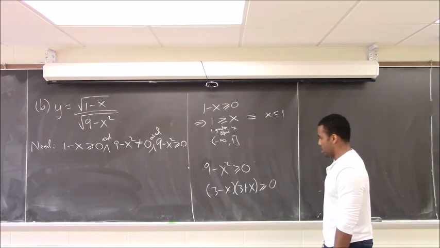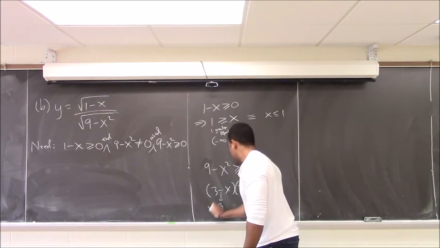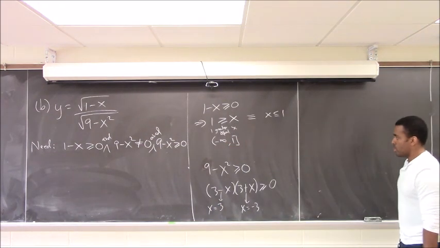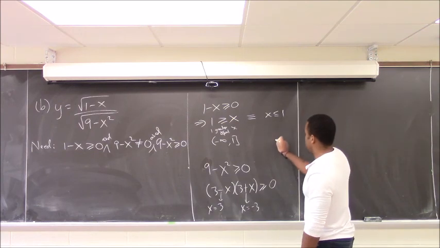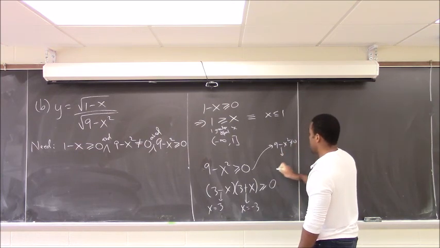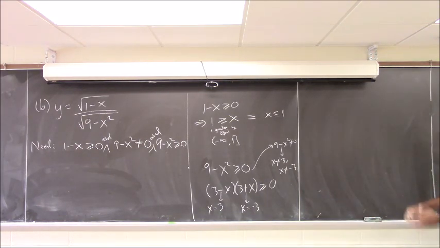What are the numbers we get here? x is 3 or x is negative 3. And of course, we know that if 9 minus x squared is equal to 0, that means x cannot be 3, and it can't be negative 3. So we have these three competing ideas, right? Now how do we actually figure out which set of numbers actually gives us the answer?